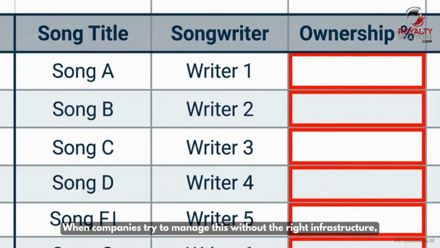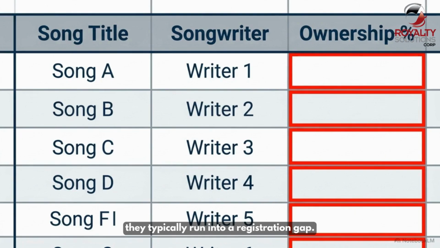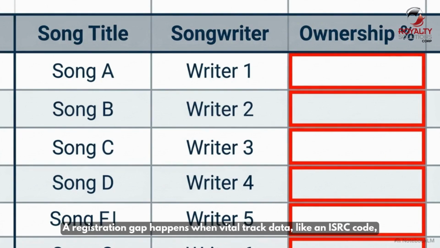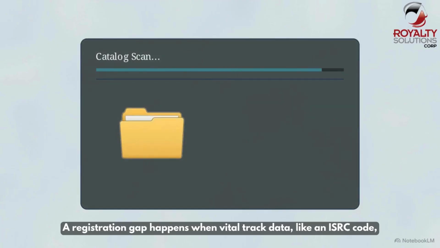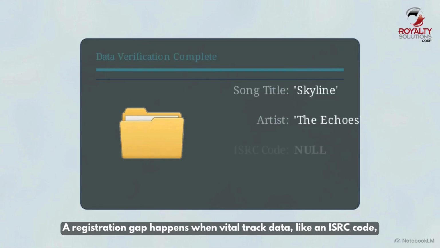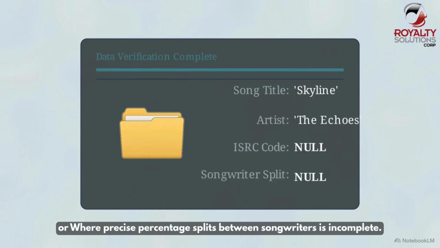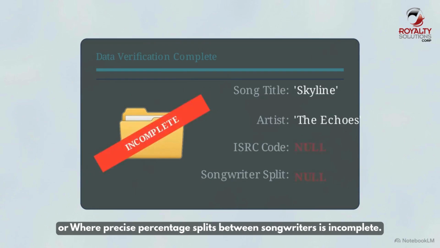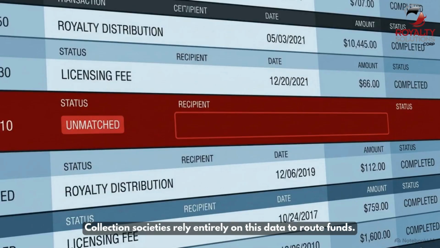When companies try to manage this without the right infrastructure, they typically run into a registration gap. A registration gap happens when vital track data, like an ISRC code or the precise percentage splits between songwriters, is incomplete. Collection societies rely entirely on this data to route funds.